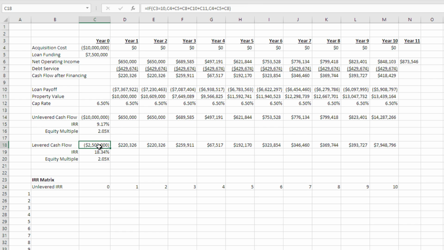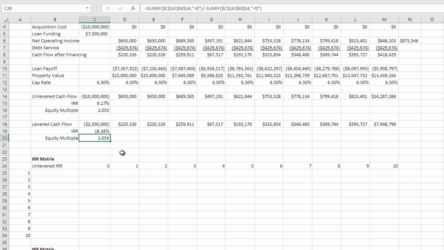And I do a similar calculation here. This formula is just calculating my levered cash flow, my levered IRR, and my levered equity multiple on a 10-year hold. Then I say, is a 10-year hold the right hold? Well, I'm going to do this analysis. I'm going to build my IRR matrix. It's going to tell me that. So first, unlevered.